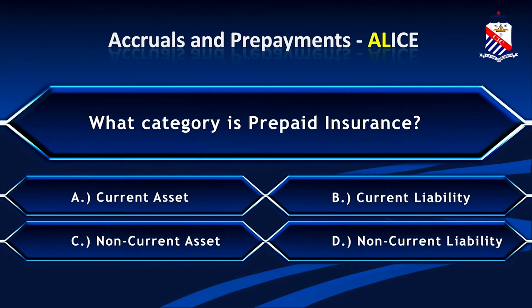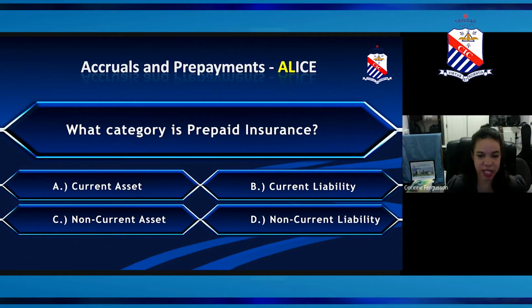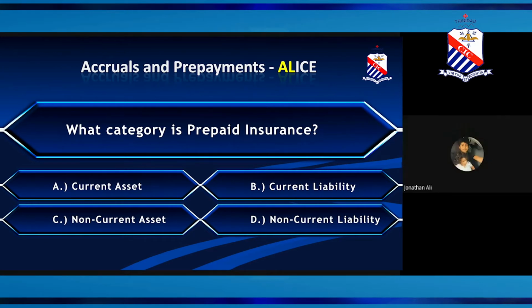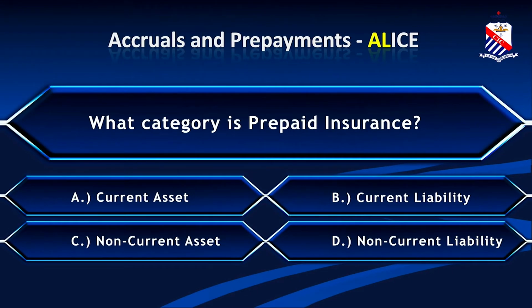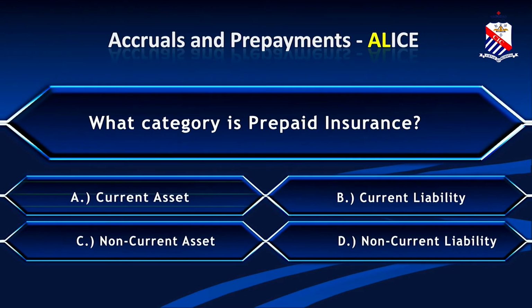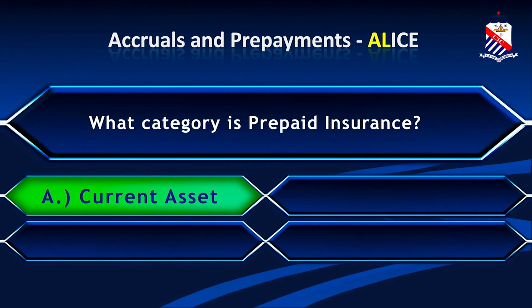Good, so now we're going into the specifics where you're going to actually have to identify if it's an expense or if it's a revenue to be able to determine the category. So what category is prepaid insurance? A current asset. Jonathan? Sebastian, so everybody agrees? So it's a prepaid expense, and a prepaid expense is a current asset. Very good.